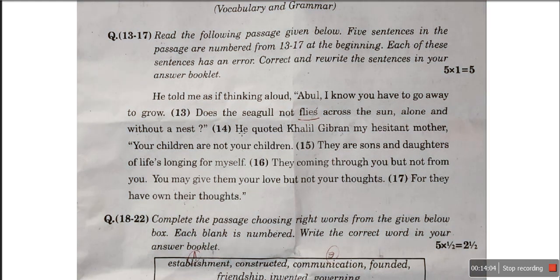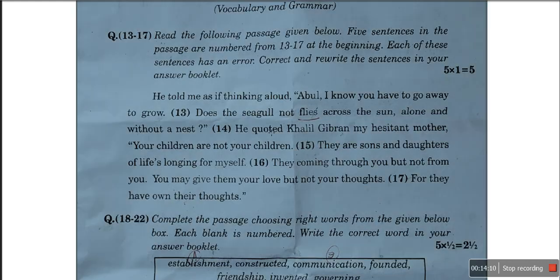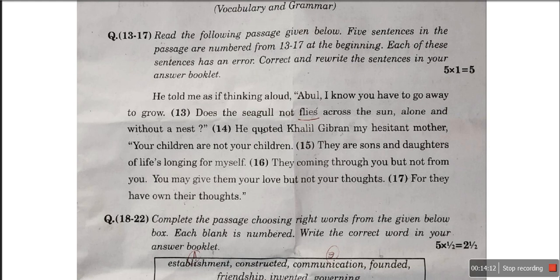Next, he quoted Khalil Gibran, my hesitant mother. Here he means Kalam's father. So whom did he quote to? He quoted to his mother. So the missing word here is to. He quoted to. So the 14th answer is to.